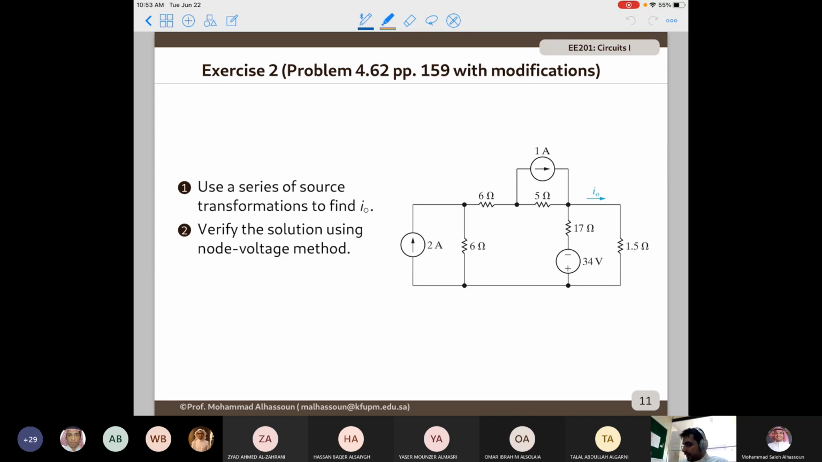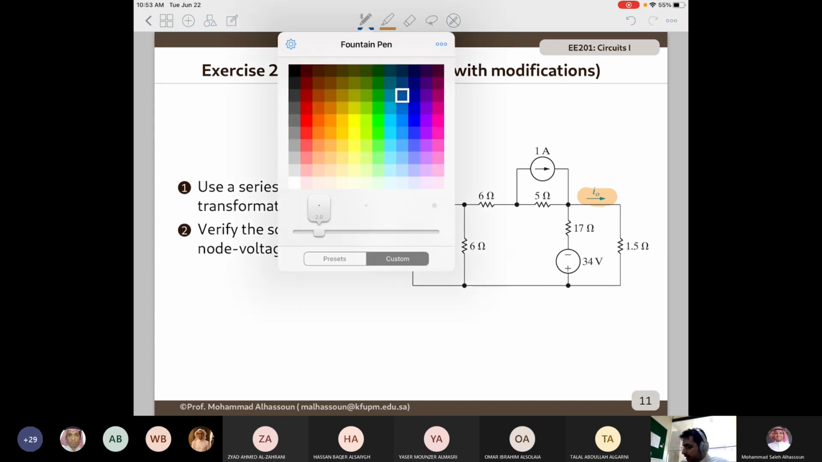So what is I naught? I naught is the current here. So we're going to apply source transformation to get a simplified version of the circuit. So the very first step that I want to emphasize here, if I ask you to find I naught, you should avoid doing anything with this part of the circuit.